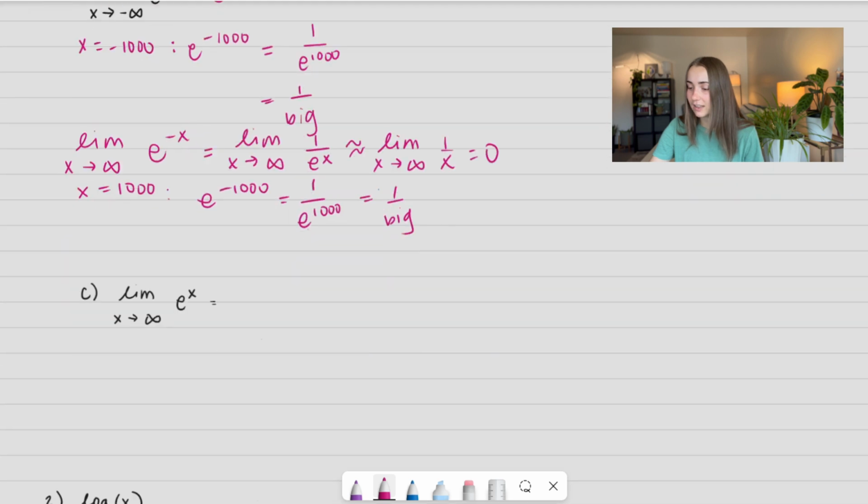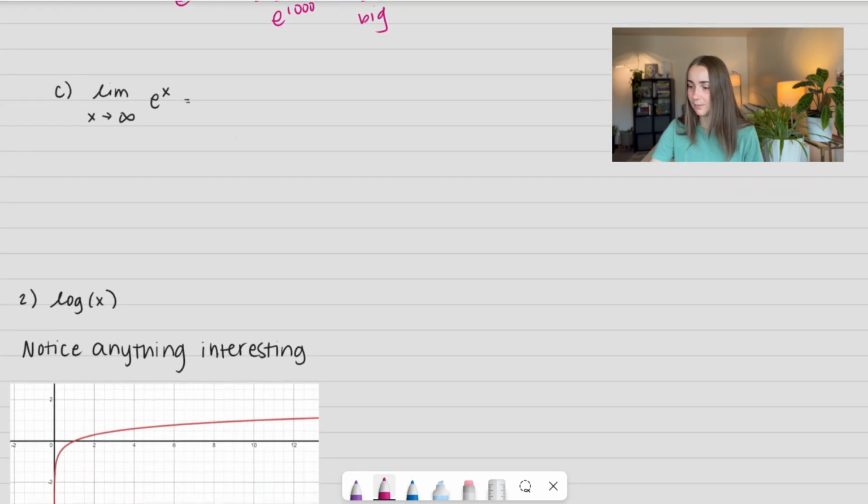Let's go ahead and take a look at the limit as x approaches infinity. Here, if I were to try direct substitution, we have x is equal to 1,000. E to the 1,000 is some big number. And so this one just grows like crazy. It goes to infinity. So now that's e to the x.